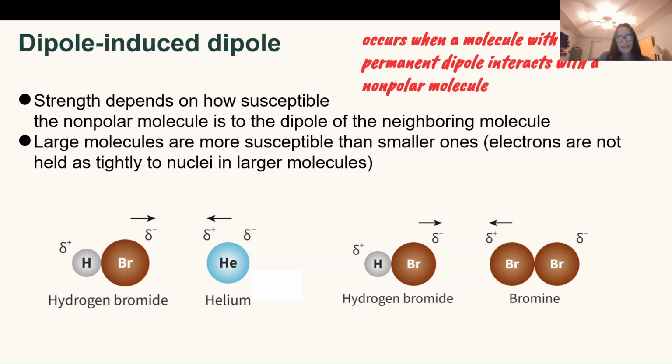Larger molecules are more susceptible to this than smaller ones, and that's because in a larger molecule, those electrons are more mobile. They're not held as tightly to the nucleus as opposed to smaller molecules. So, for example, if we're looking at diatomic bromine, that's going to be much bigger than helium. So the ability of hydrogen bromide to induce a dipole in bromine is a little bit larger than it is able to do so in helium. Again, these are very temporary. They're not very strong, and they are definitely weaker than dipole-dipole bonds and much weaker than hydrogen bonds.